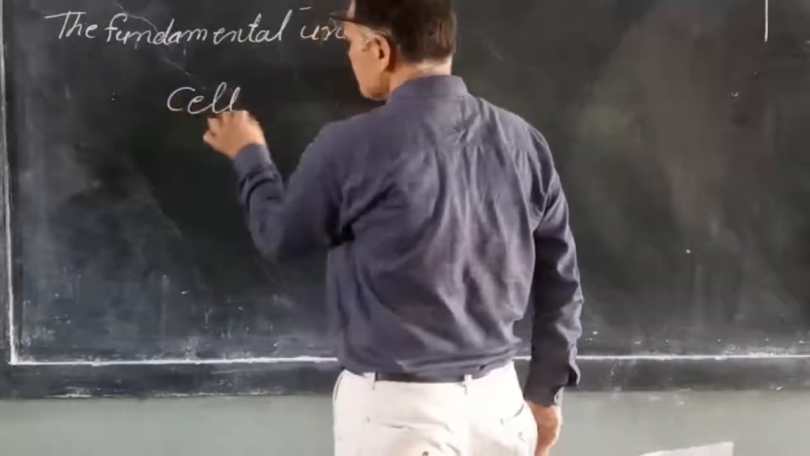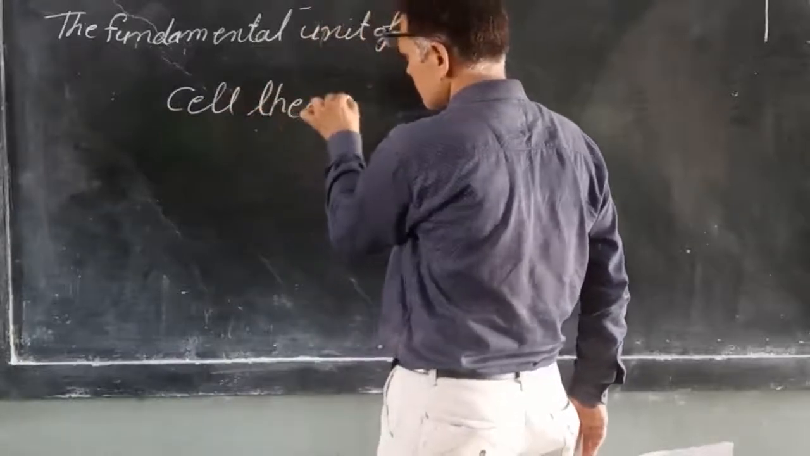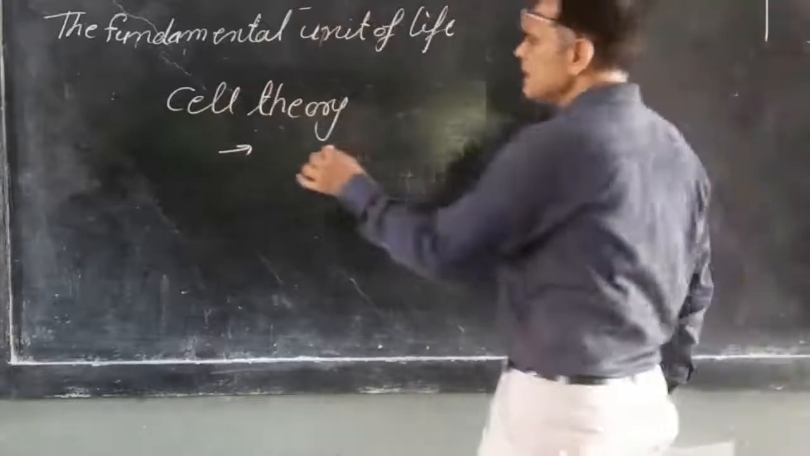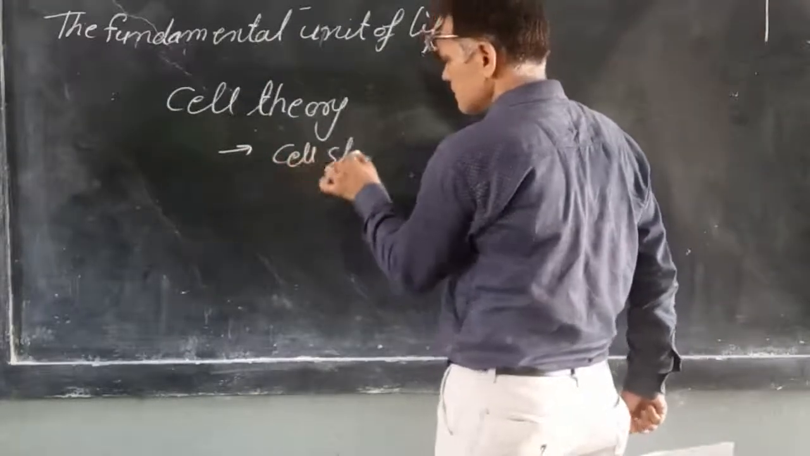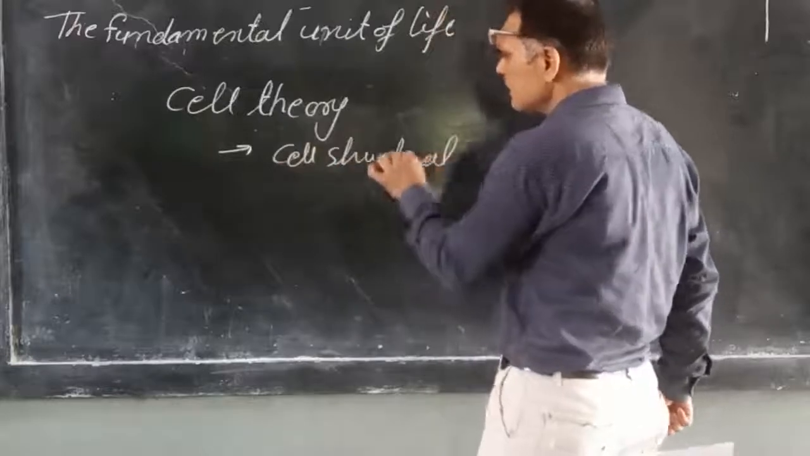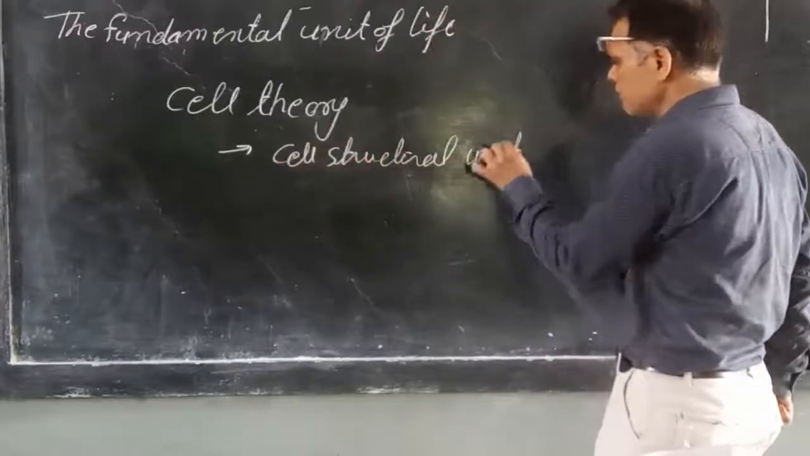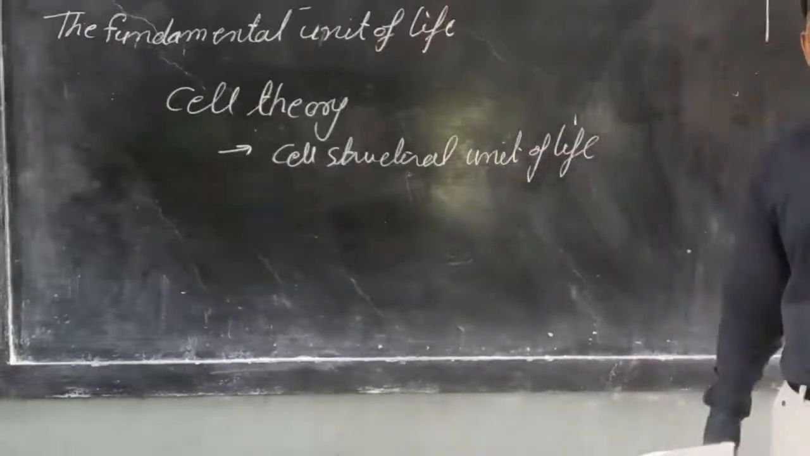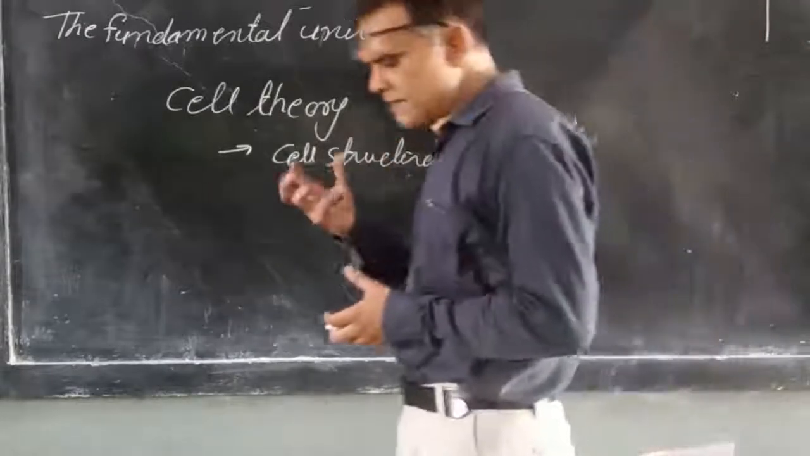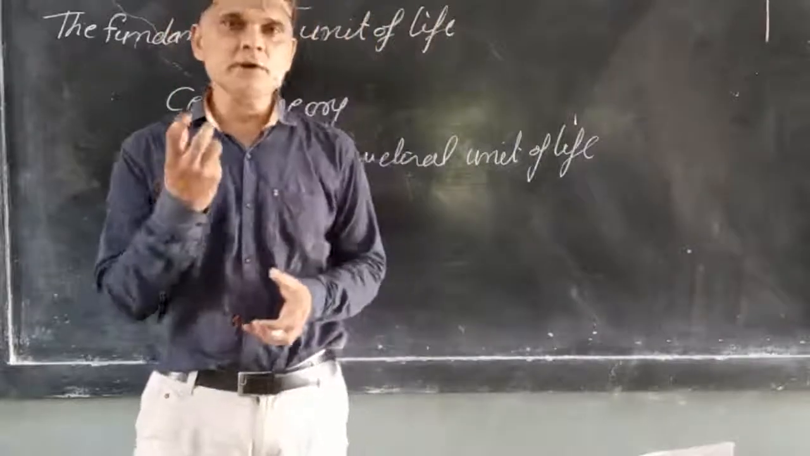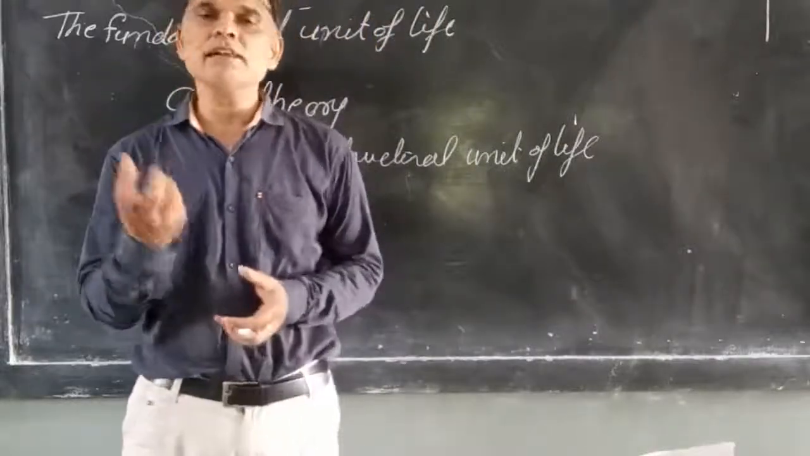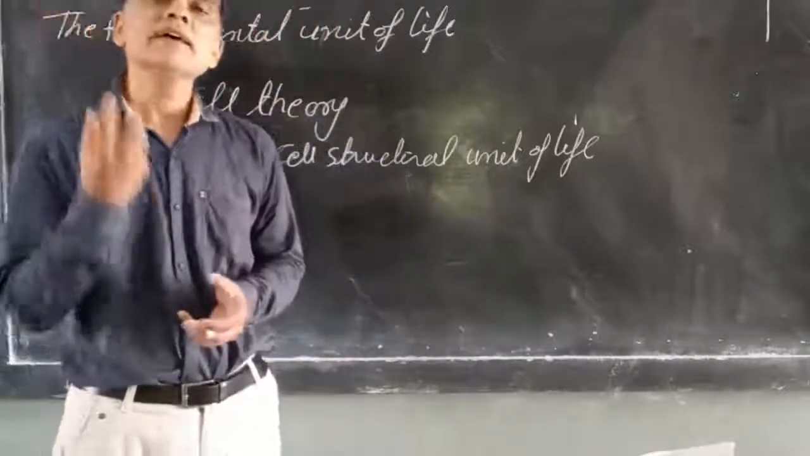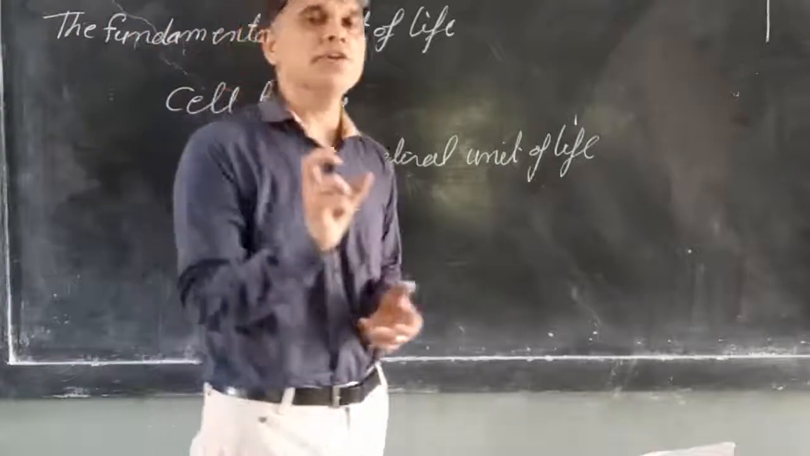What is the cell theory? Cell theory has the following points. First, the cell is the structural unit of life. This means the organism is made up of cells at the smallest level; the body of every organism is made up of cells. That is what structural unit of life means.